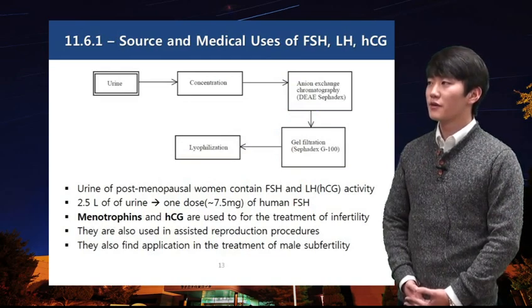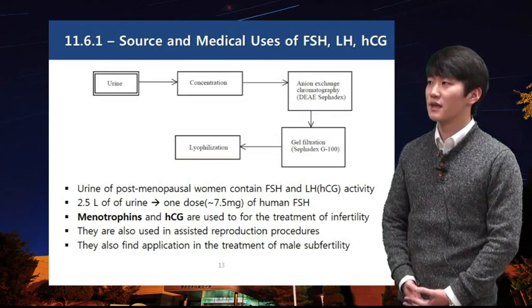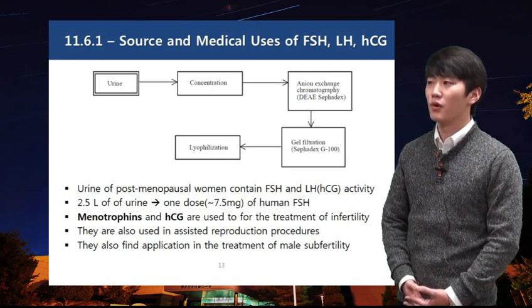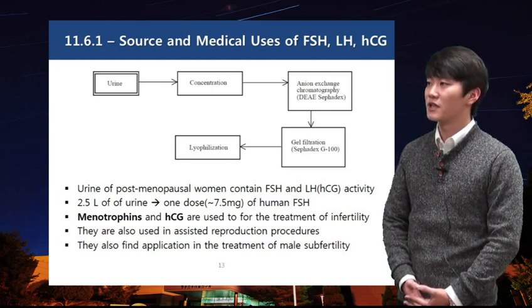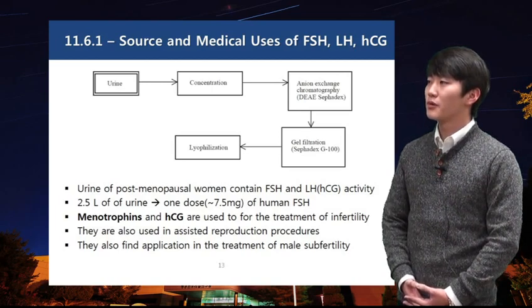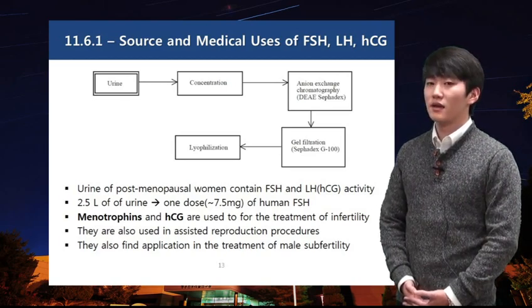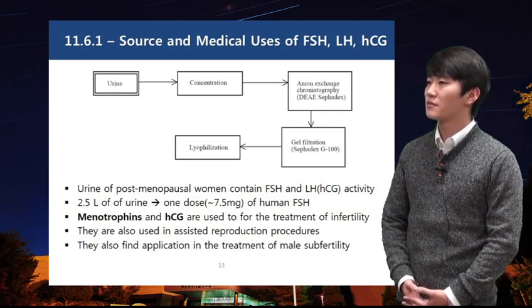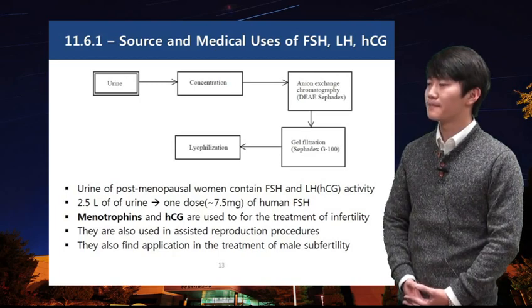Although the human pituitary is the obvious source of human gonadotrophins, we need much more to use them in clinical purposes, and the urine of post-menopausal women can be used for these purposes because they have both FSH and LH activities. 2.5 liters of urine may be required to produce 1 dose of human FSH. And the procedure by which these hormones can be purified is described in the flow chart on this slide.